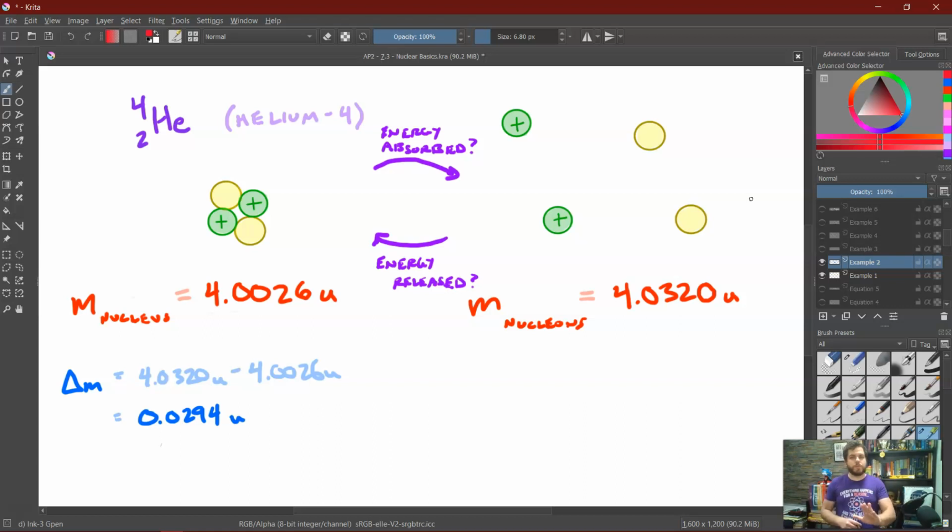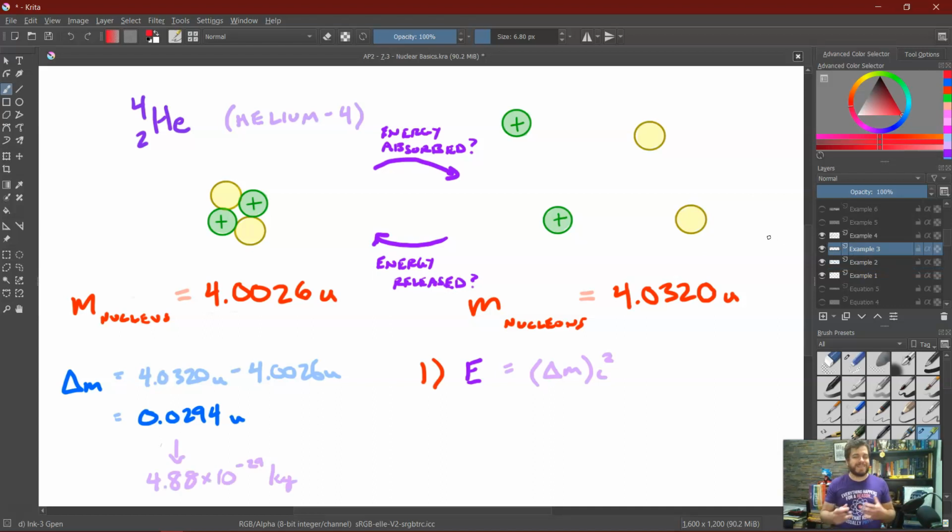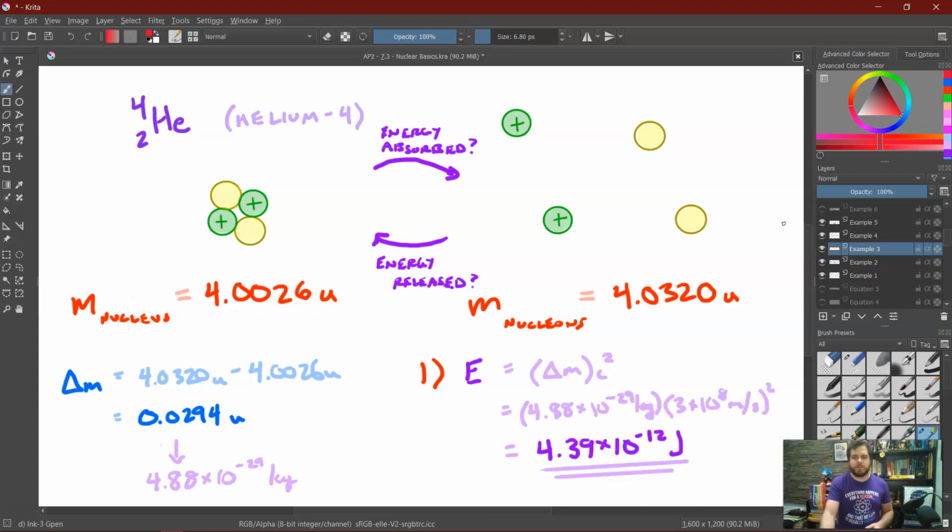And now, to figure out the nuclear binding energy, there's two different approaches we could take. The first is I'm going to use E is equal to delta M times c squared. Now I'm going to convert this mass defect into kilograms by remembering that 1 u is 1.66 times 10 to the negative 27 kilograms. So I multiply those together, and I get a mass defect of 4.88 times 10 to the negative 29 kilograms. And now I stick this into the equation for the nuclear binding energy, so I'm going to multiply it by c squared, and I get 4.39 times 10 to the negative 12 joules. That is the nuclear binding energy for this particular nucleus, the amount that is either released when it forms and the amount that it absorbs when they're split apart.